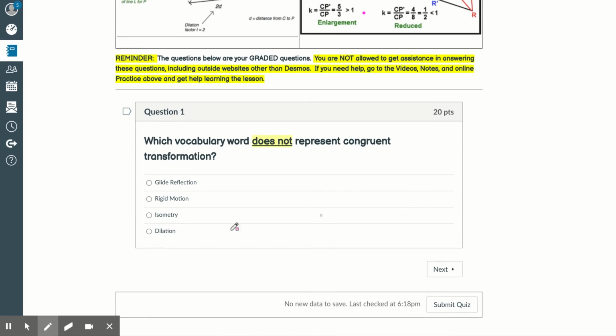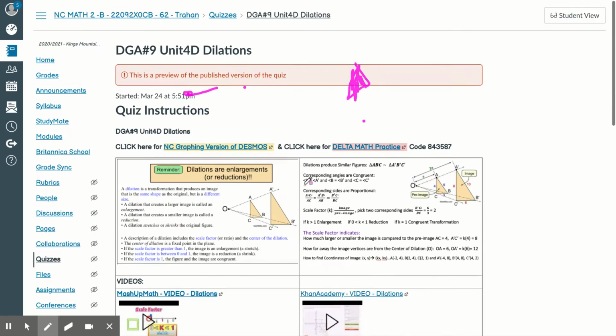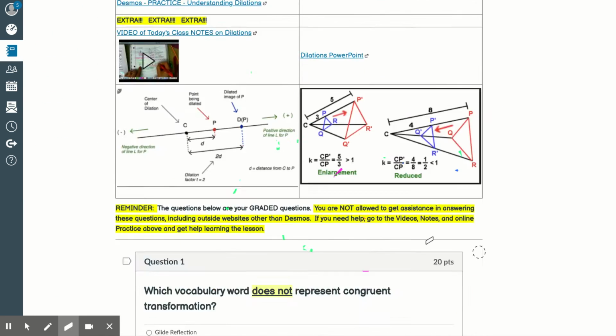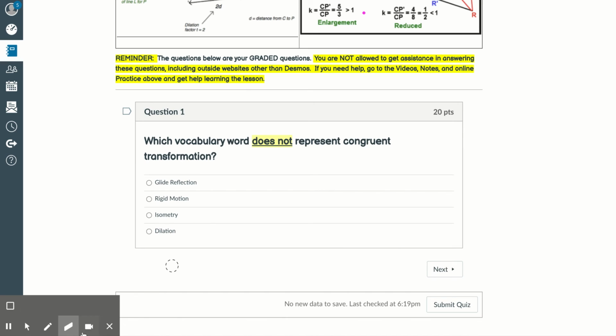All right, so it looks like your first question has to do with vocabulary, and when you dilate an image, you do not get a congruent transformation, okay? You get a similar transformation. So that should help you with that vocabulary down at the bottom. You do have to remember the difference between congruent figures and similar figures like we have discussed in the past.